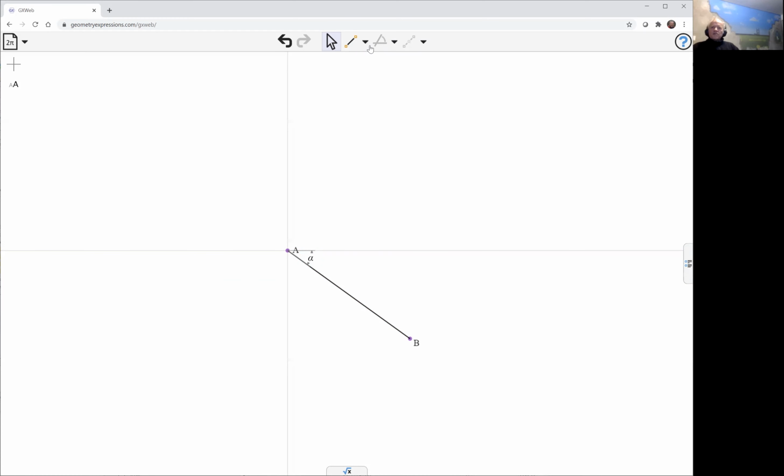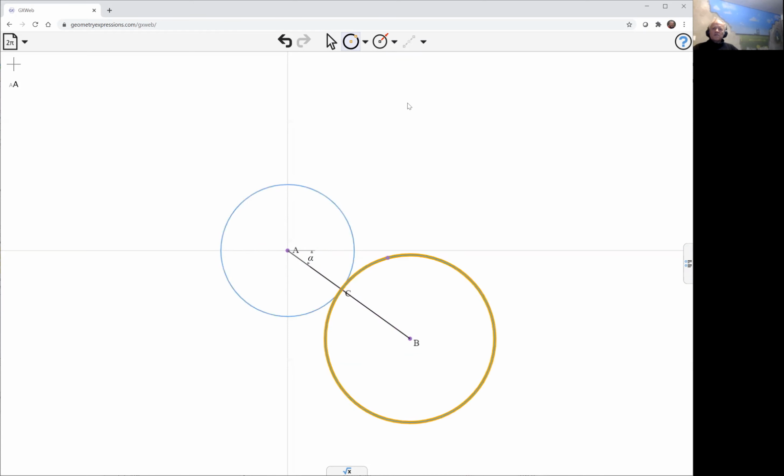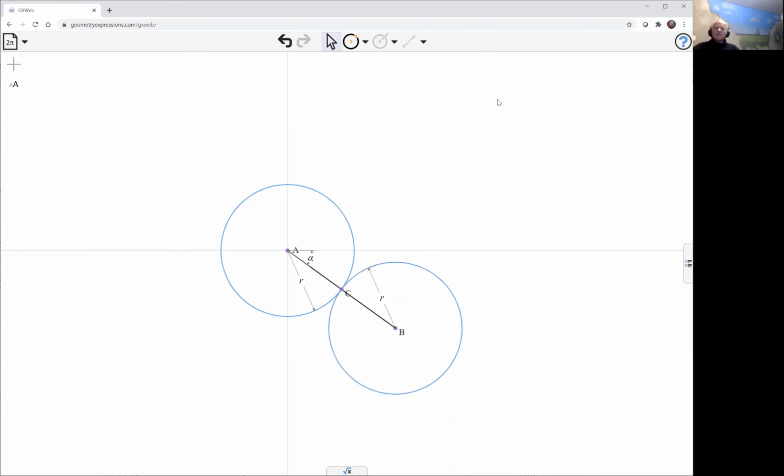And so my first gear in my pair is going to be here, and the next one is going to be here. And we'll make both the same radius r. So everything is going to be related, all the distances are going to be related to r in this model.